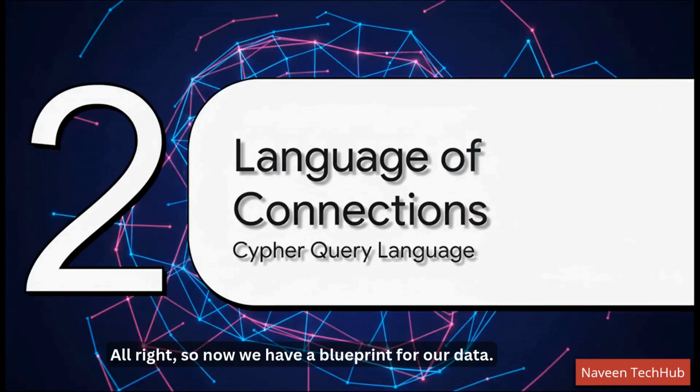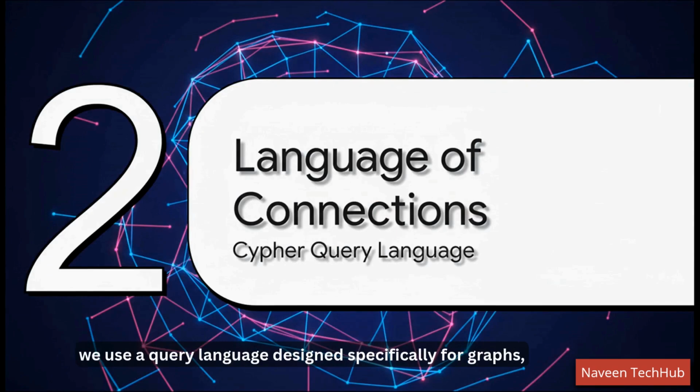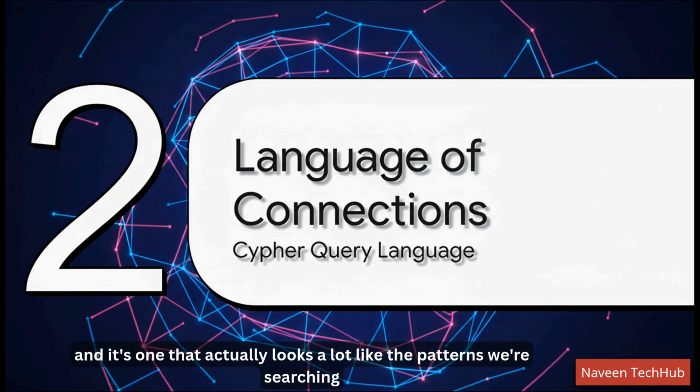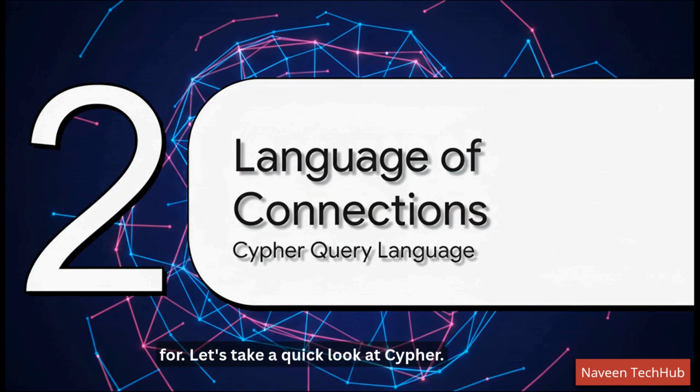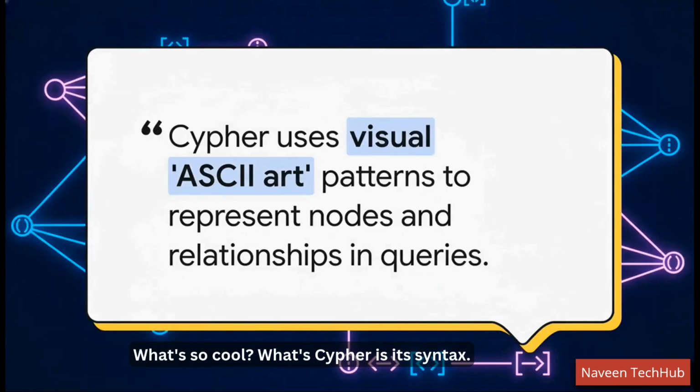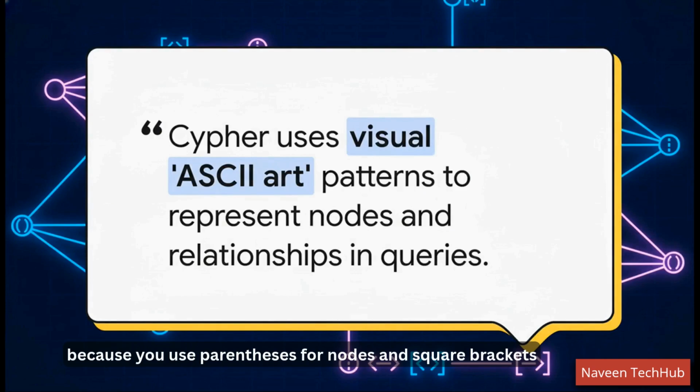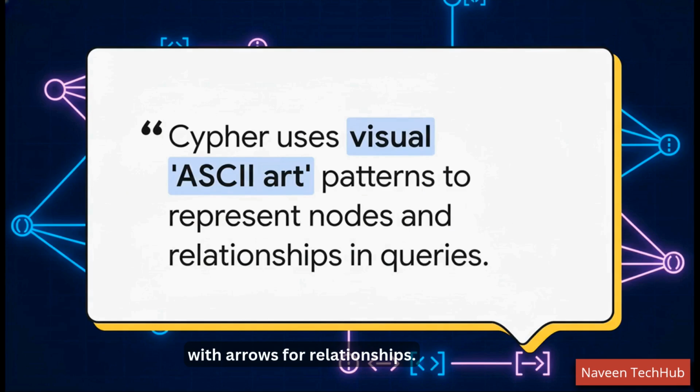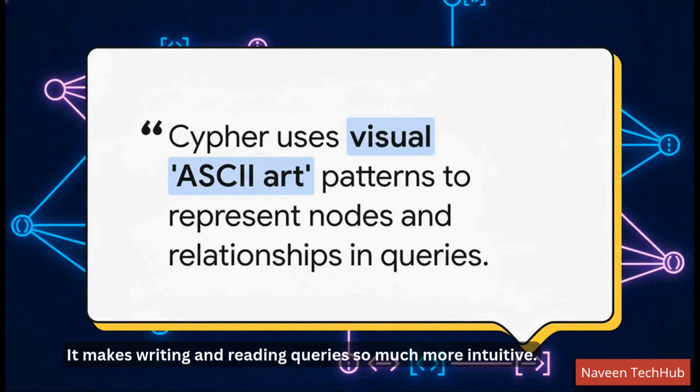All right, so now we have a blueprint for our data. But how do we actually talk to this new database? Well, we use a query language designed specifically for graphs, and it's one that actually looks a lot like the patterns we're searching for. Let's take a quick look at Cypher. What's so cool about Cypher is its syntax. A lot of people call it ASCII art because you use parentheses for nodes and square brackets with arrows for relationships. This means your query literally looks like the diagram you draw on a whiteboard. It makes writing and reading queries so much more intuitive.